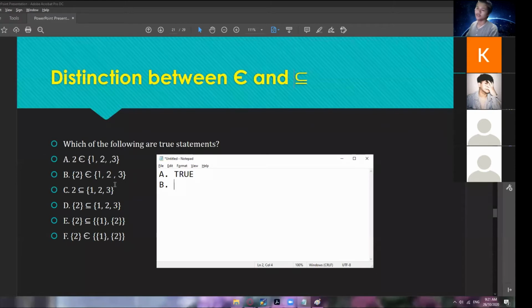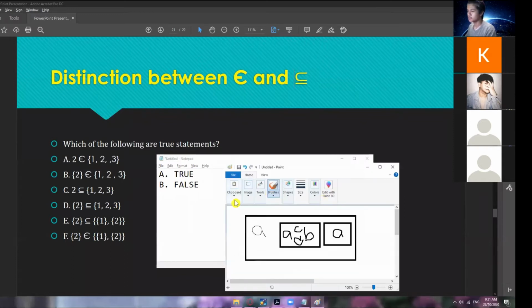Set {2} is an element of {1, 2, 3}. Or set {1, 2, 3}. True, sir. False. Okay. Because what we are looking for is also a set. Where is our graph?